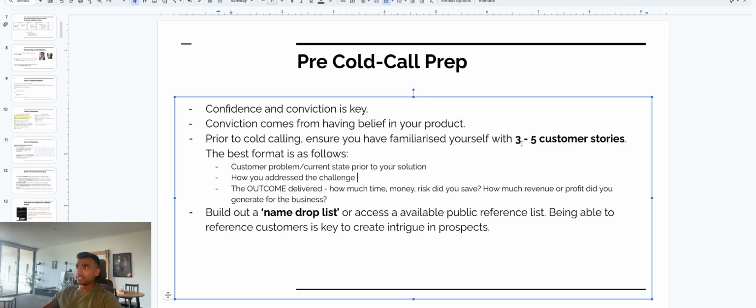So what I recommend is, whatever your solution is, I recommend that you pick 3 to 5 customer stories. This is so mandatory, so mandatory. You have to be really confident in your solution. And the best way to be confident in your solution is not just to have product knowledge. That helps, but you want to make sure you have a very clear understanding of what problems you solve.